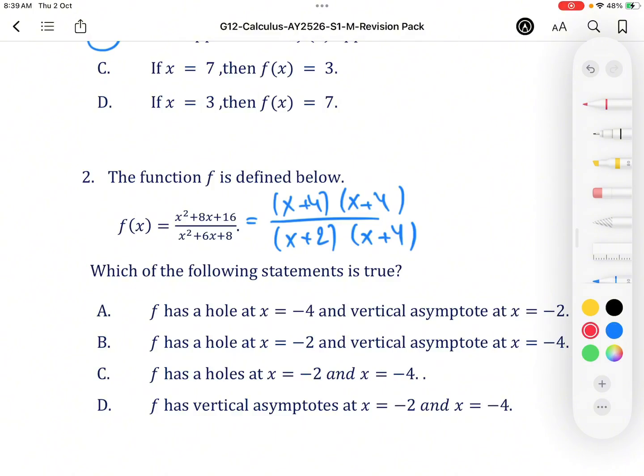The common factor between numerator and denominator is x plus 4. So x plus 4 equal to 0, then x equal -4, and this is the hole. The one remaining down, x plus 2, then x equal -2. This is the vertical asymptote. So x equal -4 is the hole and x equal -2 is the vertical asymptote.